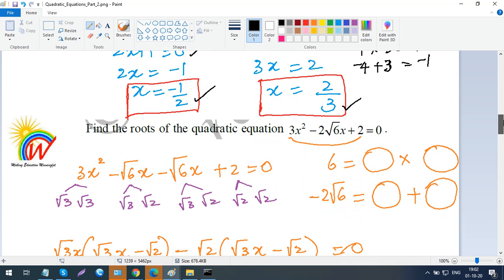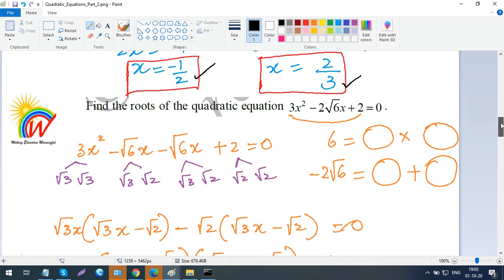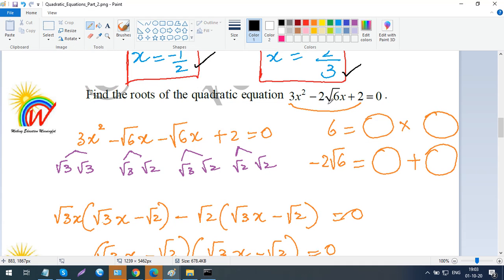Now find the roots of the quadratic equation 3x square minus 2 root 6x plus 2. So now you see you have a square root. No problem. You just take these two numbers, 3 into 2. So 3 into 2 is plus 6, and you are supposed to get minus 2 root 6. Since you have to get a root over here, you split the 6 also in terms of root. 6 could be written as root 6 into root 6. So if I take root 6 into root 6, I get 6.